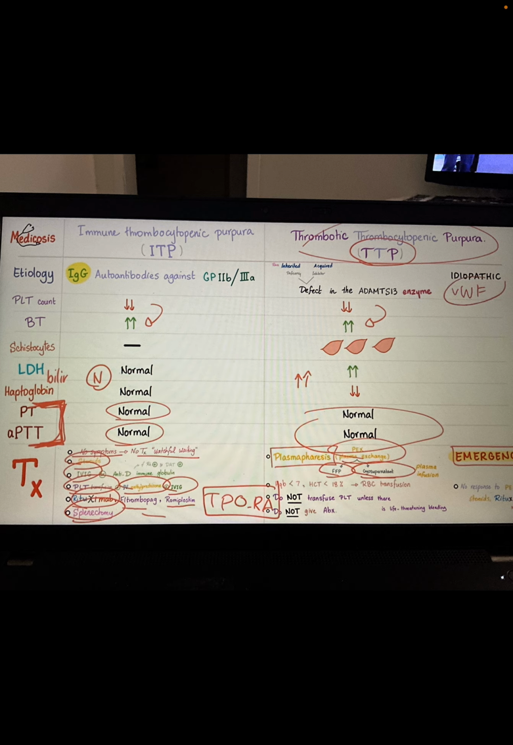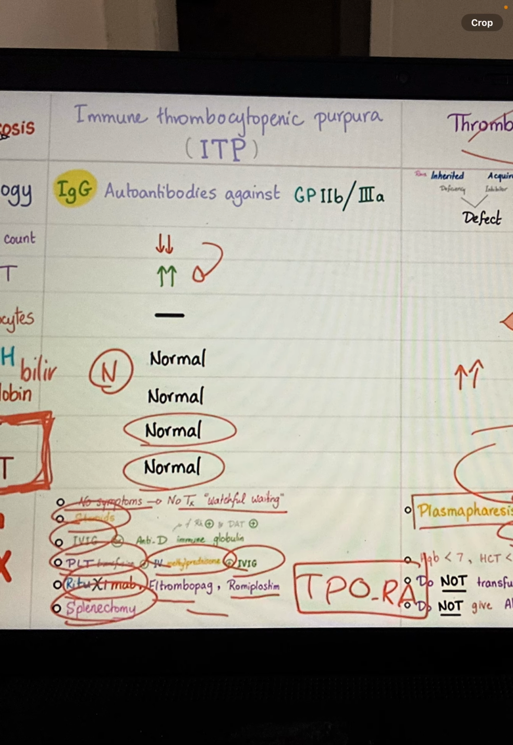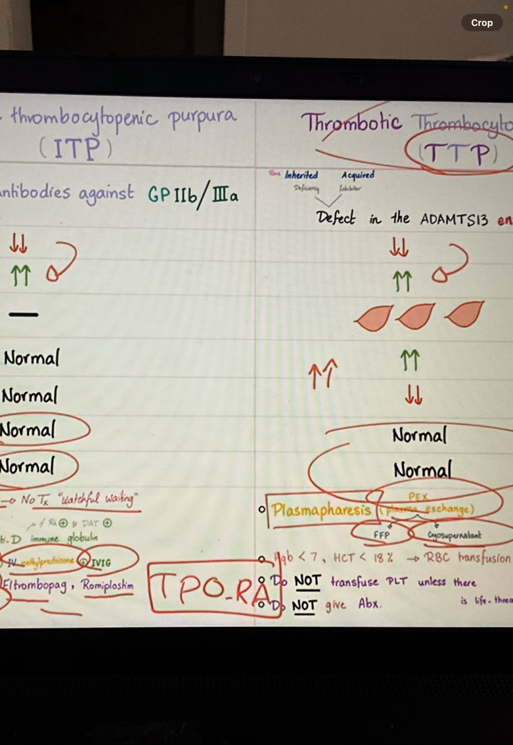And then PT and APTT, there is no problem related to the clotting factors, so normal in both cases. And in ITP, if there are no symptoms, just watchful waiting. You can go with steroids, IV immunoglobulins, or platelet transfusions. And then rituximab, or a thrombopoietin receptor agonist. And then we can also think of splenectomy, but don't forget about the vaccinations before that.